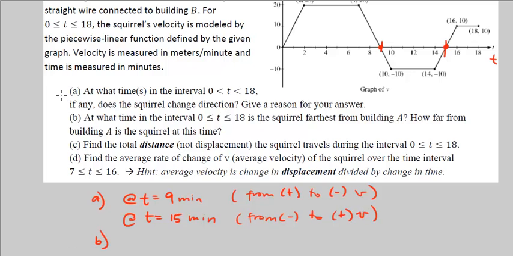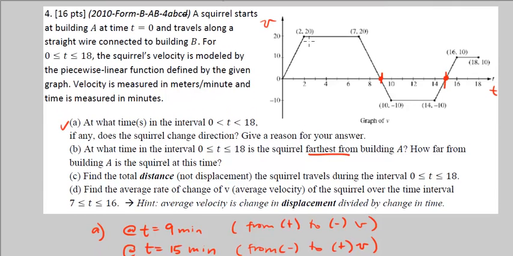Part B then says, at what time in the interval from 0 to 18 is the squirrel farthest from the building? So building A, how far is it from building A? Well, we know that it's going away from building A this whole time, from 0 to 9, it's going away. Then it turns around and goes back toward building A for the next few minutes until the time is 15, and then goes on forward until 18. So this one we know it's going away from building A, this one's going toward building A, and this is away again.